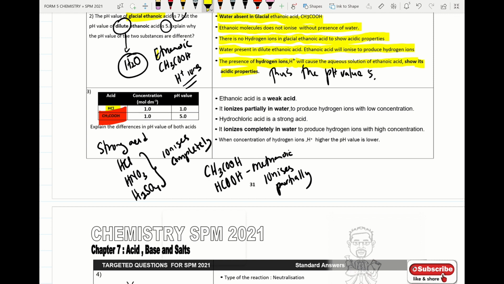So how to answer this short essay question? Ethanoic acid is a weak acid. It ionizes partially in water, producing a lower concentration of hydrogen ion. Hydrochloric acid is a strong acid. It ionizes completely in water to produce a high concentration of hydrogen ion. When the concentration of hydrogen ion is higher, the pH value is lower. Therefore, there is a difference in the pH value.